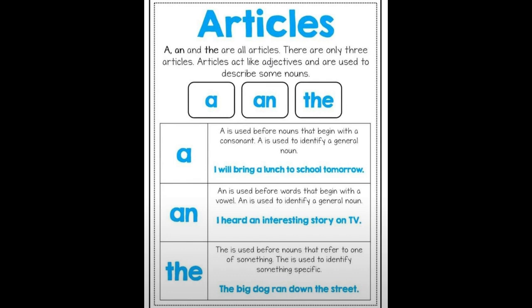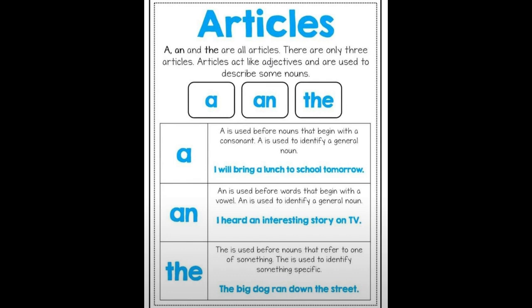Now let's test your skills. I'll say a sentence, and you decide which article fits best. Ready? I saw _ apple on the table. Did you say "an"? Perfect. The word apple starts with a vowel sound, so we use "an".